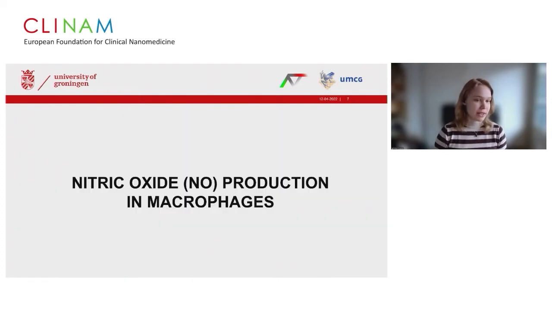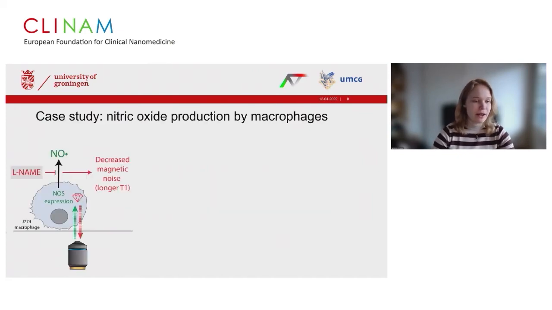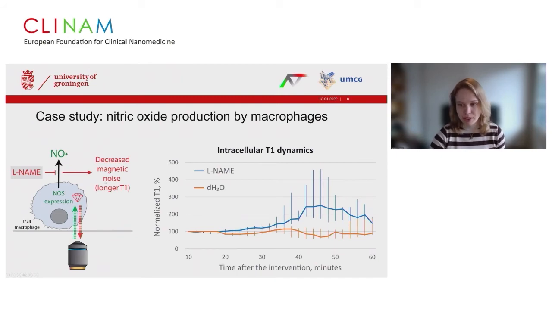Let me move on to some examples of how this can be used. In the first case, we were studying the production of nitric oxide, which is an important signaling molecule and also a radical in macrophages. We had the nanodiamonds inside our macrophage cells that were expressing NOS, nitric oxide synthase, which produces nitric oxide. This process can be inhibited by chemical inhibitors, and we would expect to see lower concentration of radicals, decreased magnetic signal, and longer T1. And this is exactly what we see with our magnetometry.